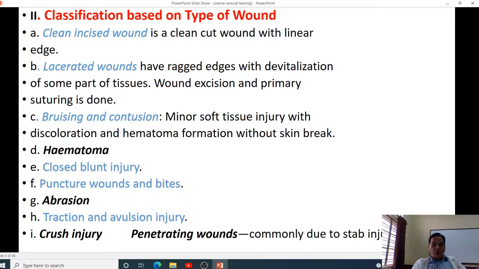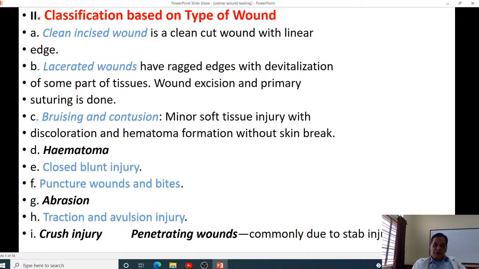Punctured wounds. A small sharp object can give punctured wounds, and also bites. Human bites are the most toxic, remember, because organisms of the mouth directly enter into the skin where it is a foreign flora. So human bite is taken as a grievous injury in medico-legal cases.